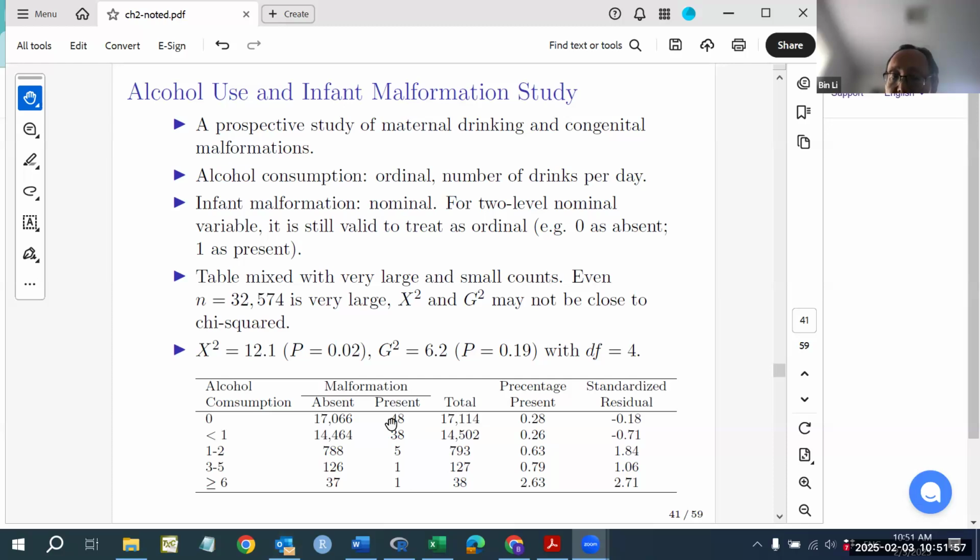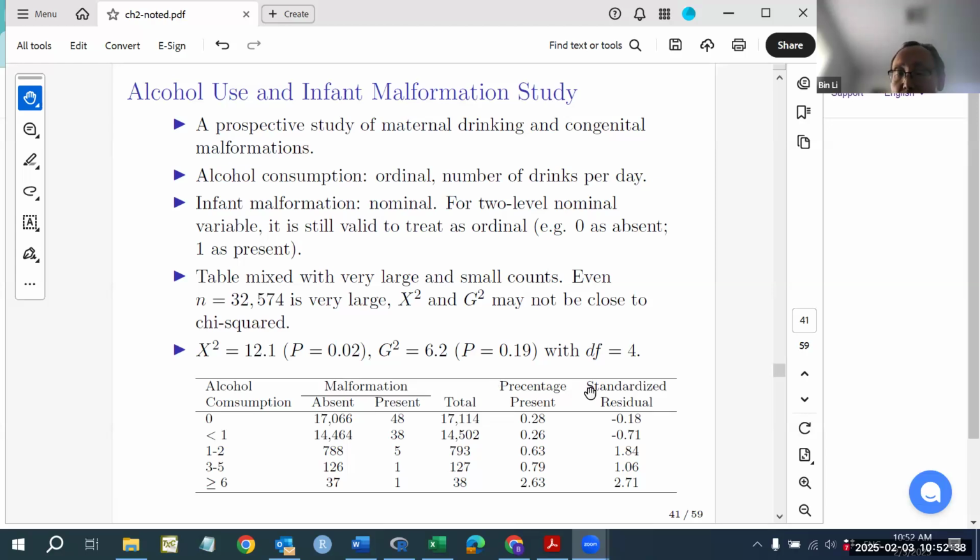So these are the observed counts in a study. Here, of course, the X, the alcohol consumption, is an ordinal variable, right? We see the orders. And we want to check if there is a trend between the alcohol consumption and the proportion of malformed infants. Particularly, we are focusing on some linear trend.